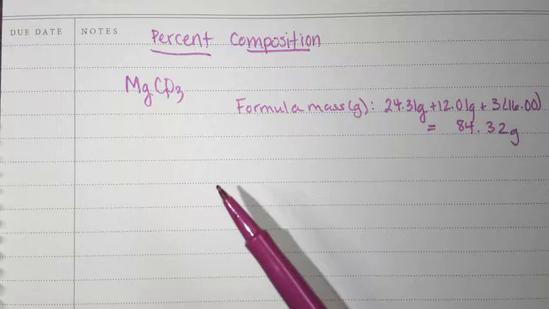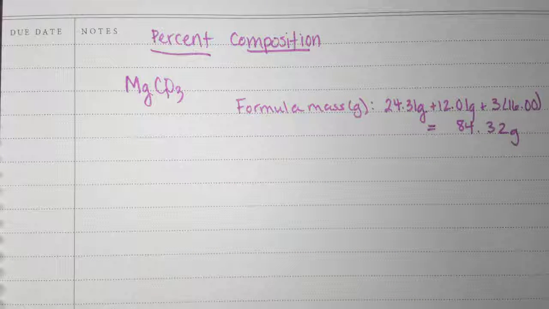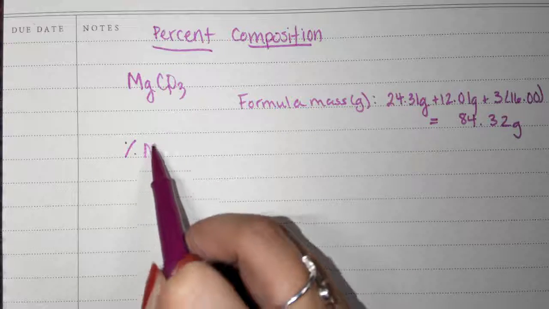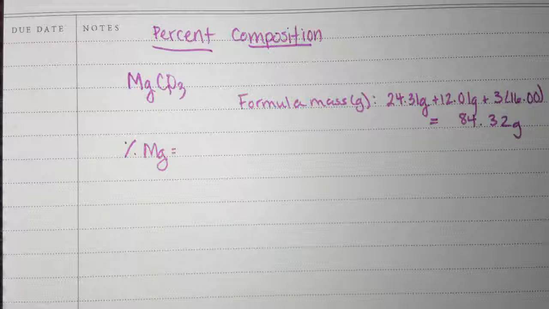Okay, so now I want to see how much is made up of magnesium, how much is made up of carbon, and how much is made up of oxygen within this particular compound. So I'm going to split it up. I take magnesium, and it's basically just doing part over whole. It's like if you were looking at your grades. How many points did you actually get out of the total possible amount?